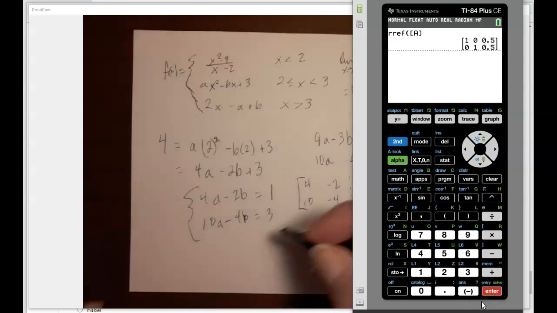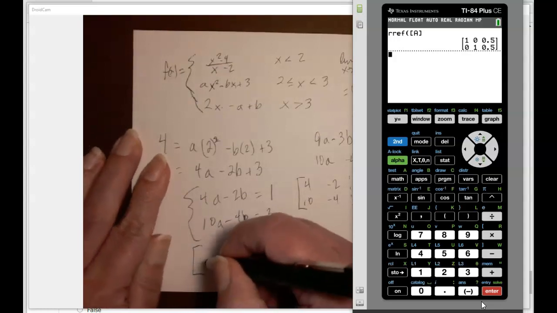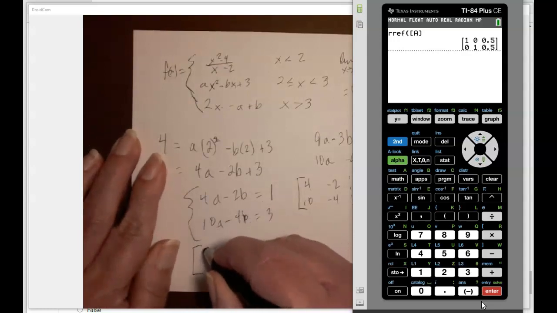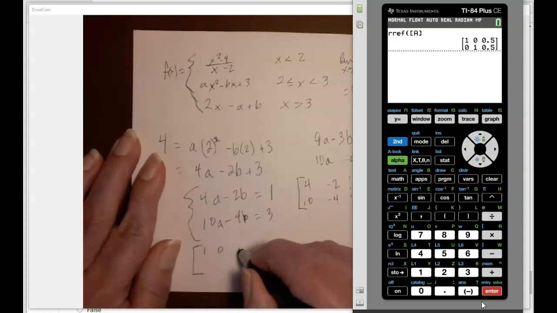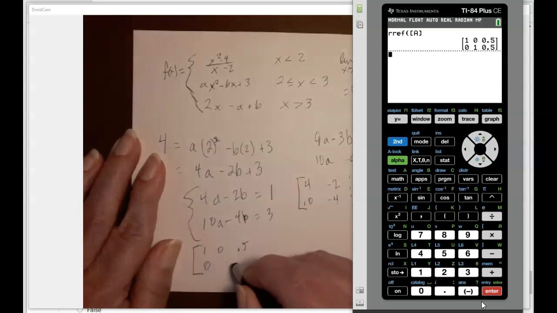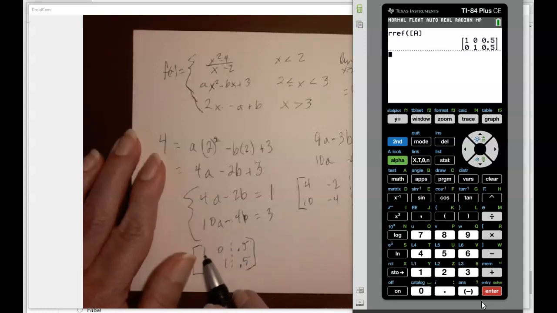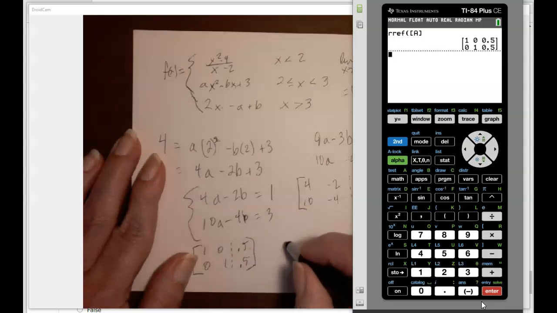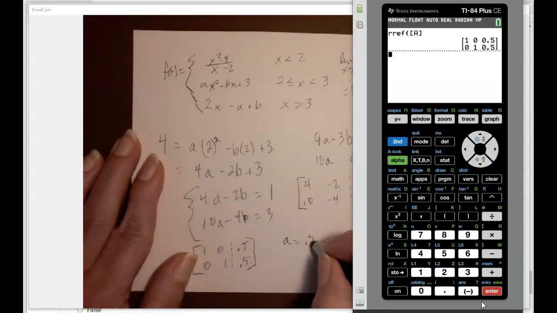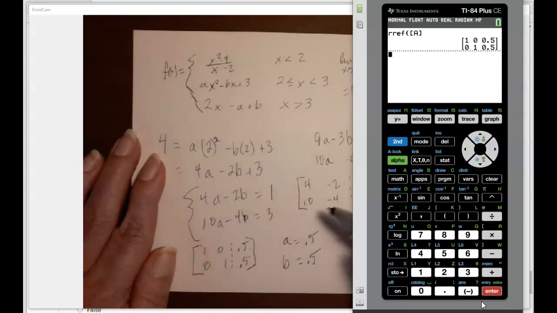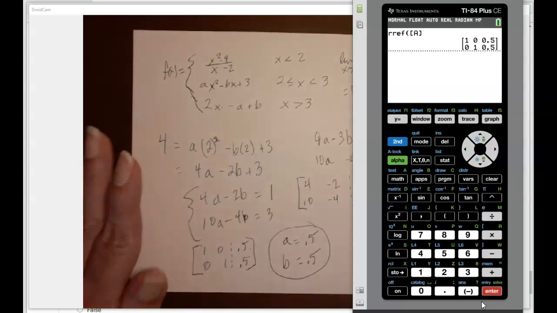If I hit enter, it's going to give me the row reduced echelon form of the solution. So what I have is the solution to my A's and B's. So this is 1, 0, 0.5, 0, 1, 0.5. This is also an augmented matrix, so it has the coefficients. This says 1A plus no B's gives me 0.5, so that implies that A equals 0.5. This says 0 A's and 1 B is 0.5, so B is equal to 0.5. So this is what I would be looking for on the test.